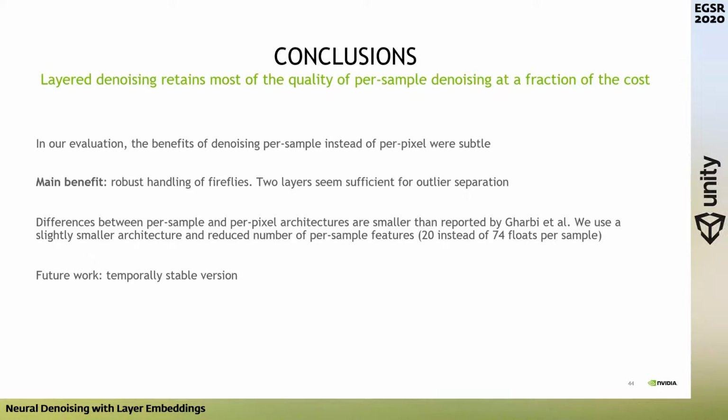The differences between per sample and per pixel architectures are smaller than reported by Gharbi et al. I'd like to point out that we use a slightly smaller architecture and a reduced number of per sample features. Our final goal was interactive denoising, so we used 20 instead of the 74 floats per sample as suggested in the original paper.